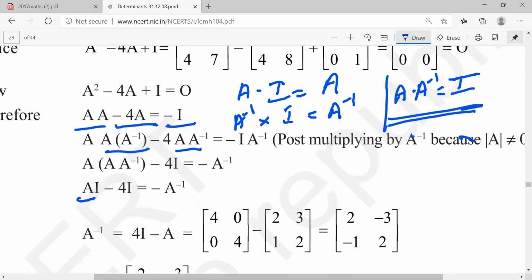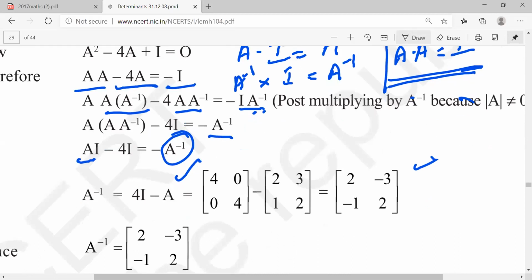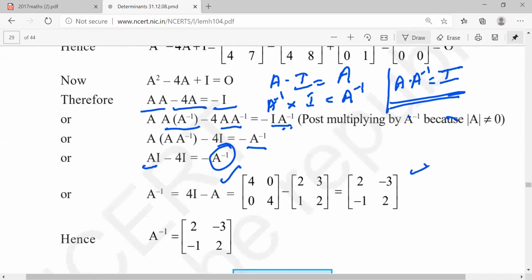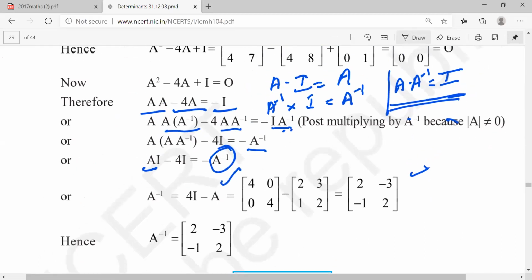Again here also I. What is I into A inverse? I into anything is that anything. So I am getting A inverse. So what is our A inverse from this? 4I minus A. Then you will get the A inverse value. That's all. Any doubt in this question? If you got any doubts, let me know now, or if you want me to explain once more, let me know now.